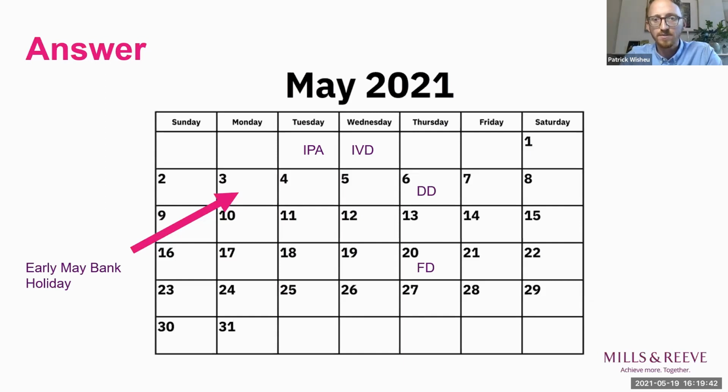The final date for payment is 14 days later on the 20th, with the payment notice due on the 11th and the pay less notice due on the 15th. So thank you for listening, and I think Gary now has some top tips and pitfalls for you.